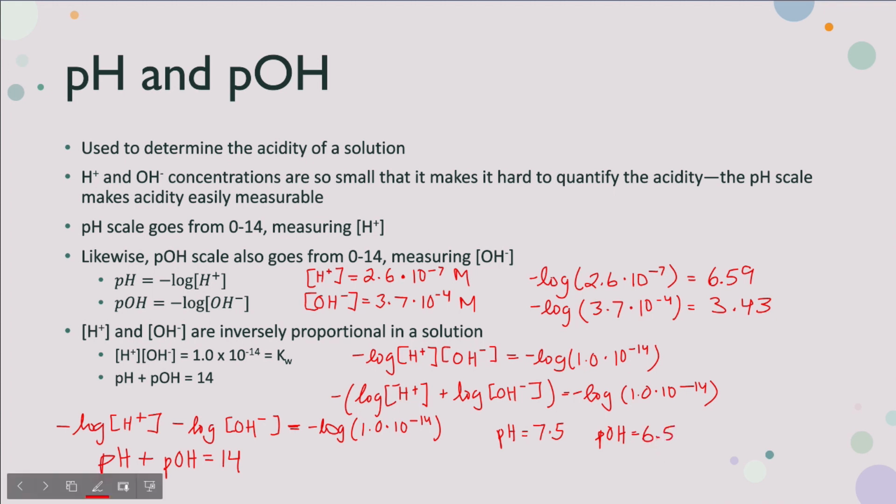Or we can use the H plus concentration to find the pOH. So if we didn't have this pH here, and instead we had a concentration, we could use this equation to find the pH, and then just subtract that from 14 to get the pOH. And we can do the same thing if we have an OH minus and we need to find the pH. With all that, I think we have the basics covered.